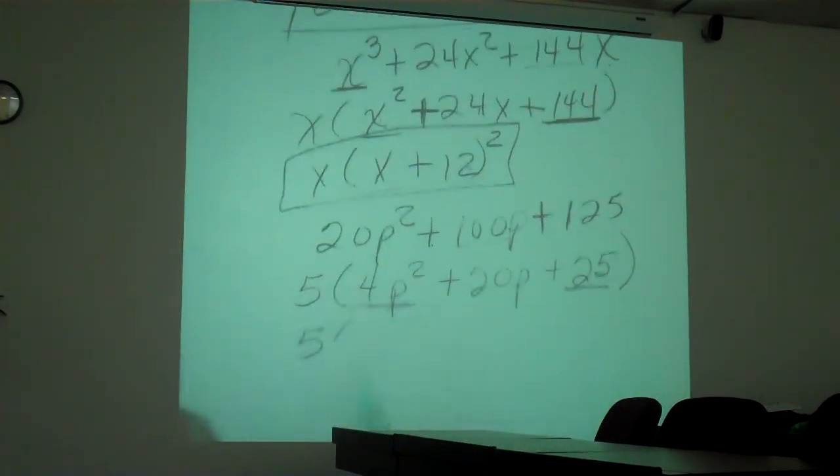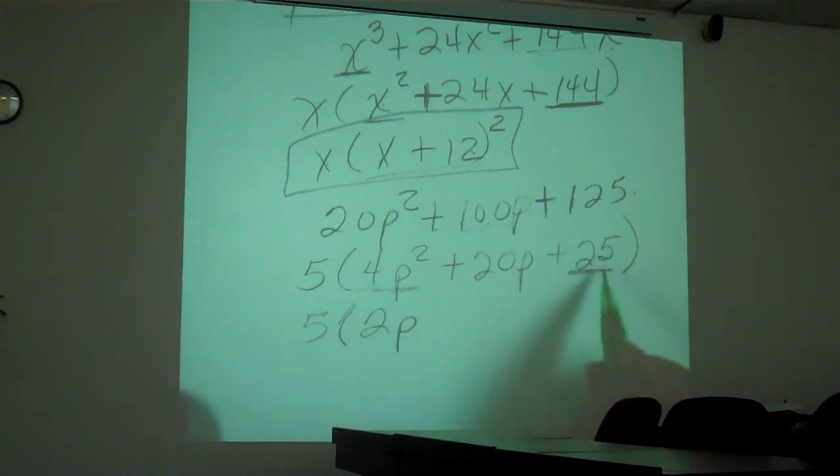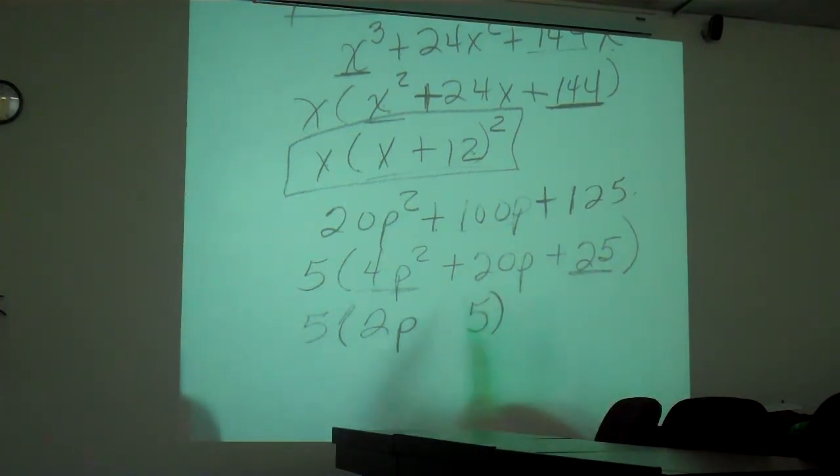Okay, so 4p squared, what's the square root of that? 2 and a p. What's the square root of 25? 5. And this is positive, so we'll put a plus. 2p times 5 is 10p, right? 10p, is that double? Does that give you 20p? Yep. So that is a perfect square there.